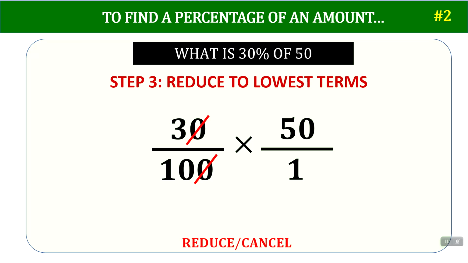30 divided by 10 is 3. 100 divided by 10 is 10. We now can look at the numerator of 50 and the denominator now of 10. It's not 100 anymore. We've canceled the 0, and now it's 10. And both of those end in 0. So 10 divided by 10 gives me 1. 50 divided by 10 gives me 5. It's the same thing as canceling the zeros.